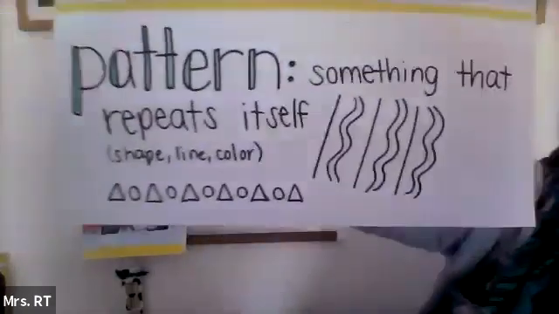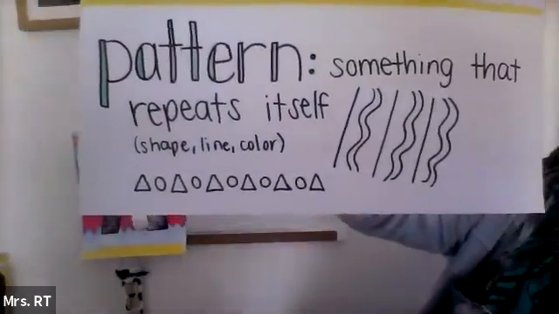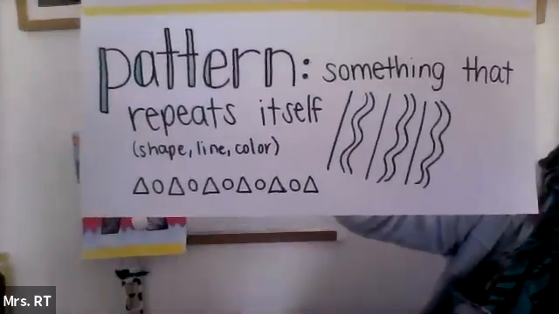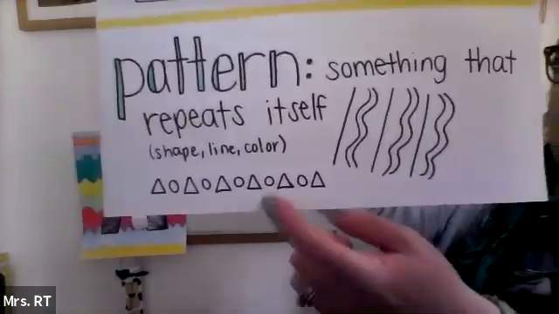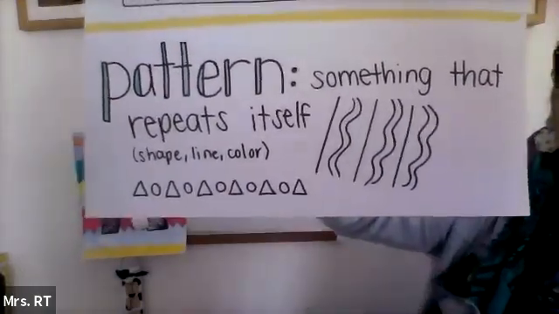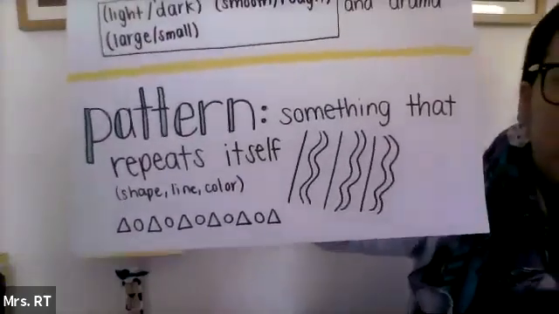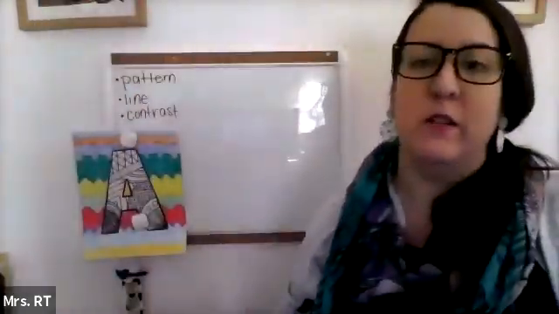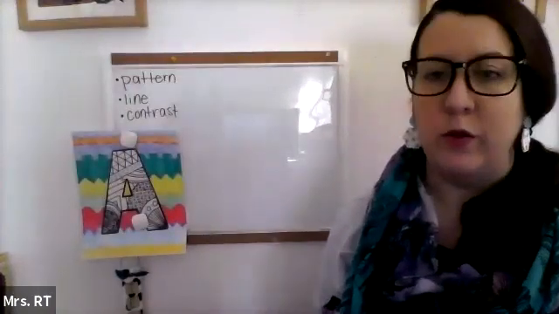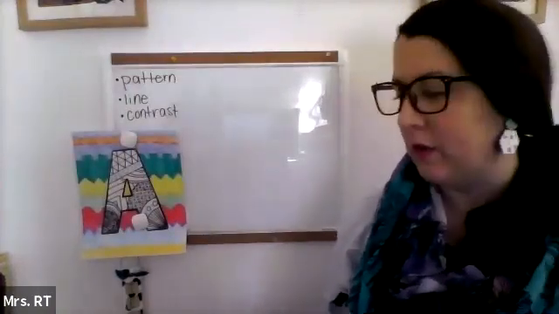Pattern, which we've done a lot with, is something that repeats itself. You could have patterns with shapes, lines, colors. Our shape example here: triangle, circle, triangle, circle, triangle, circle. We have line patterns, or you could even do color patterns. Could be green, blue, yellow, and it will keep repeating itself.